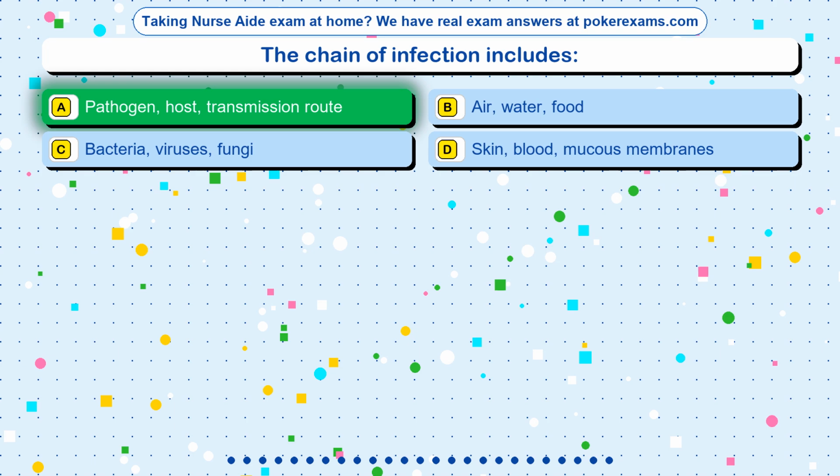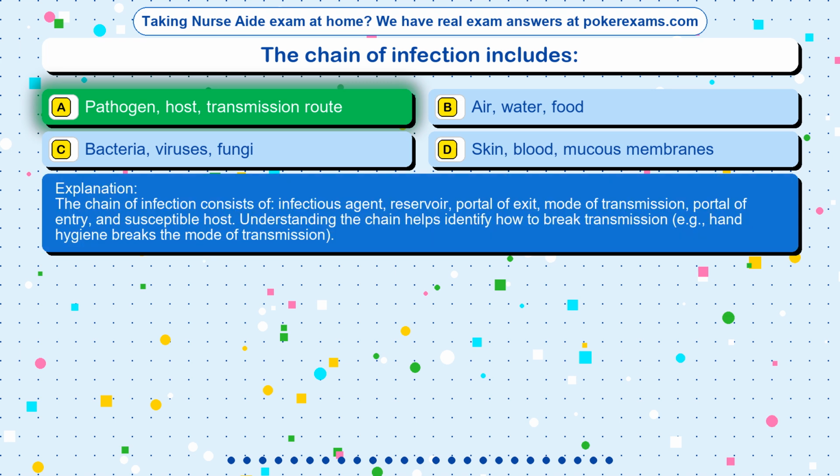The correct answer is option A. Pathogen, host, transmission route. The chain of infection consists of infectious agent, reservoir, portal of exit, mode of transmission, portal of entry, and susceptible host. Understanding the chain helps identify how to break transmission. Example: hand hygiene breaks the mode of transmission.